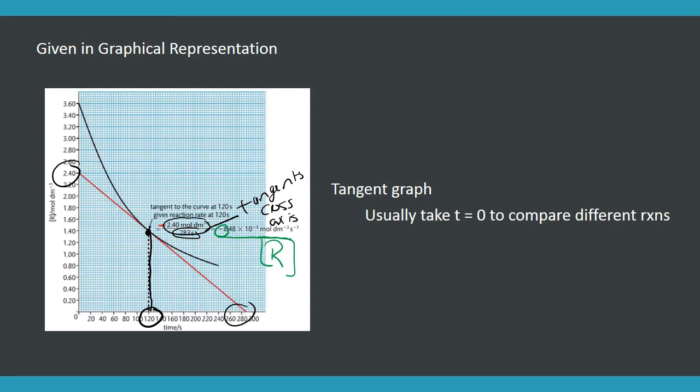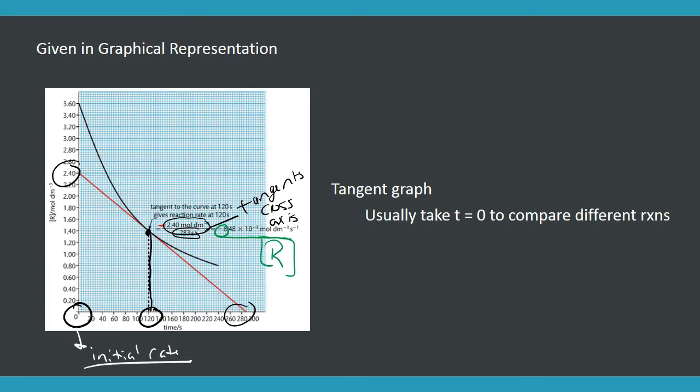They will always tell you in the question where to take the tangent. Depending on what it's asking, they'll say take the tangent at 60 seconds, take the tangent at 240 seconds, or whatever. But let's say they say take the initial rate. The initial rate is at time 0, all right? So time 0 is going to be your initial rate. Keep that in mind, because that is when the reaction initially occurs.